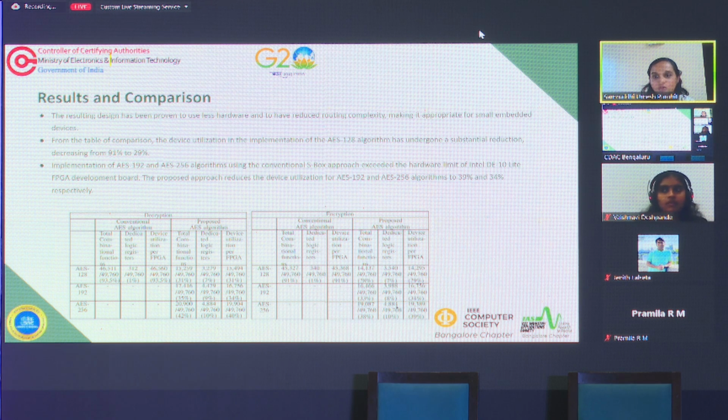So the result was good. It reduced the complexity of routing, it reduced the device utilization and the number of registers required, because storing the LUT is mostly about the registers. So this was the result. The device utilization was much reduced in the proposed algorithm.